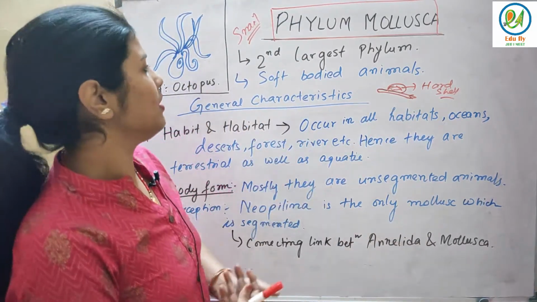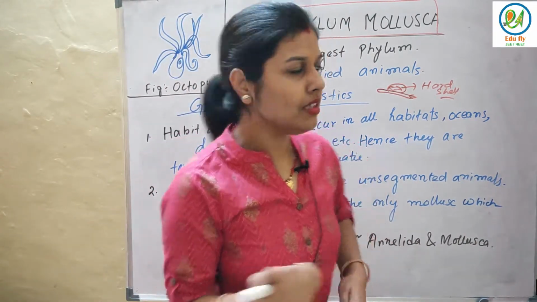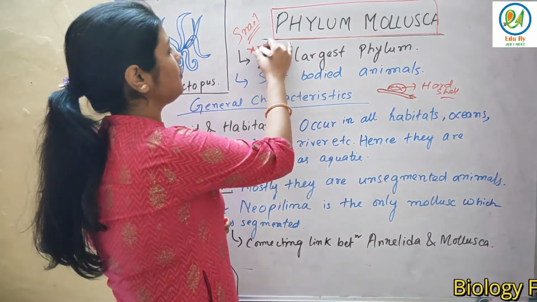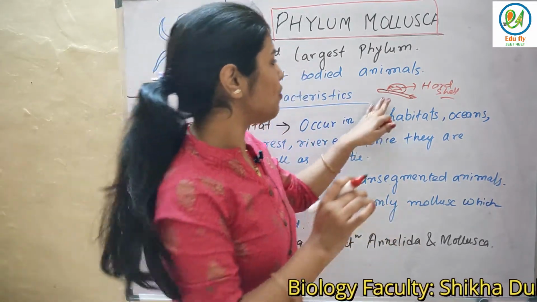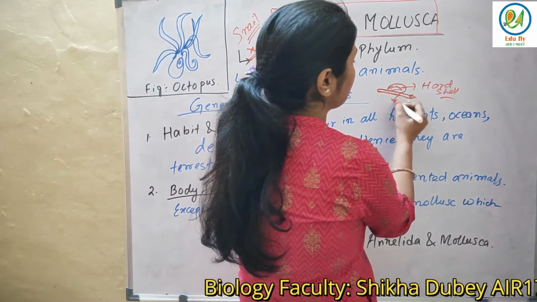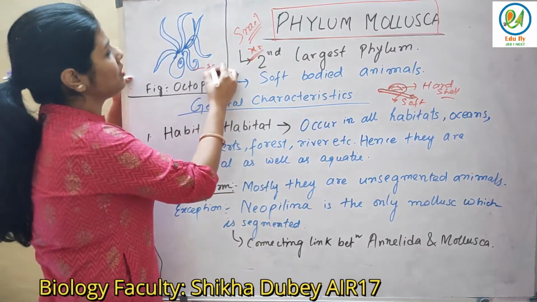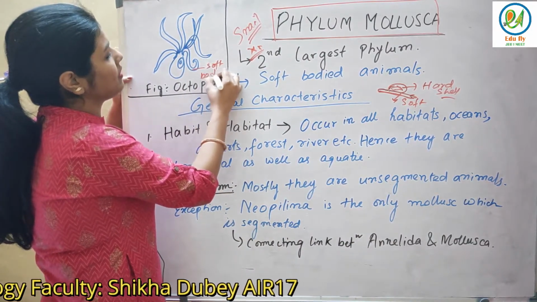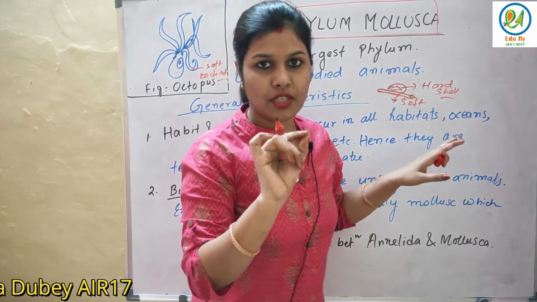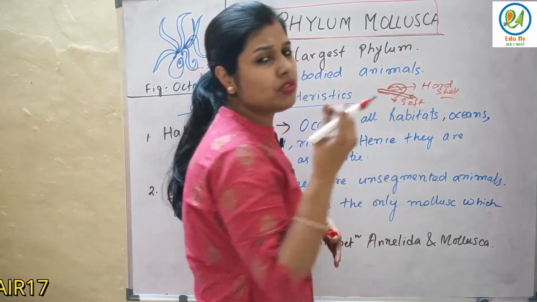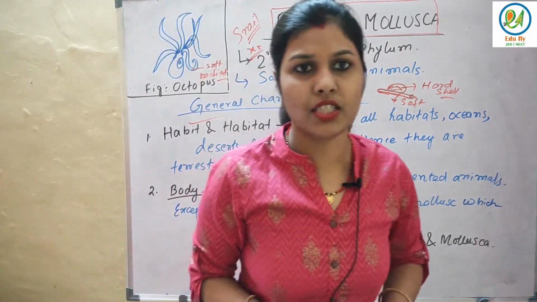So let's study phylum Mollusca. It's the second largest phylum. You have to remember this from the NEET point of view, very important. Basically in this phylum the body is very soft. Even in octopus these are very soft bodied animals. In snail also, the lower layer is very soft.